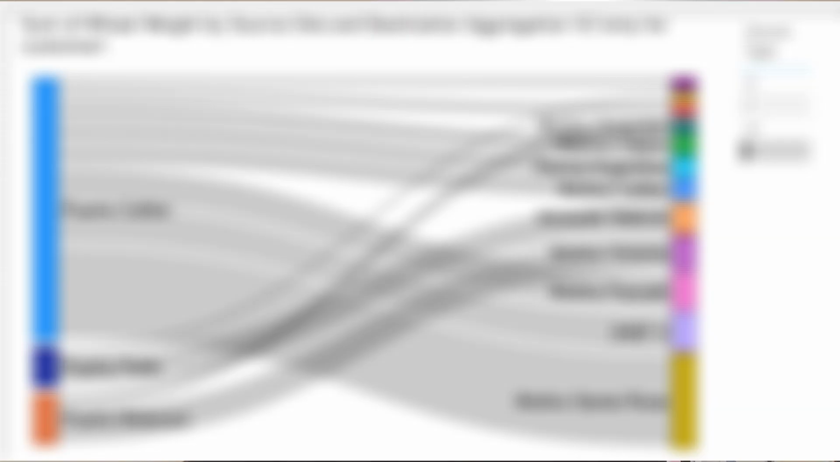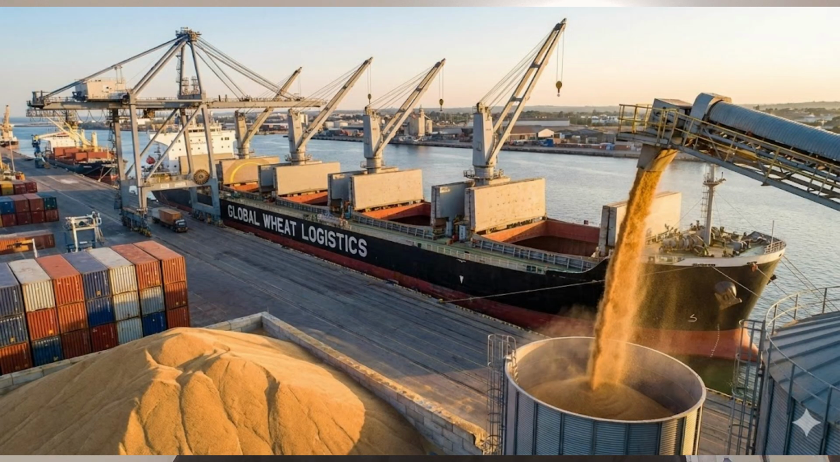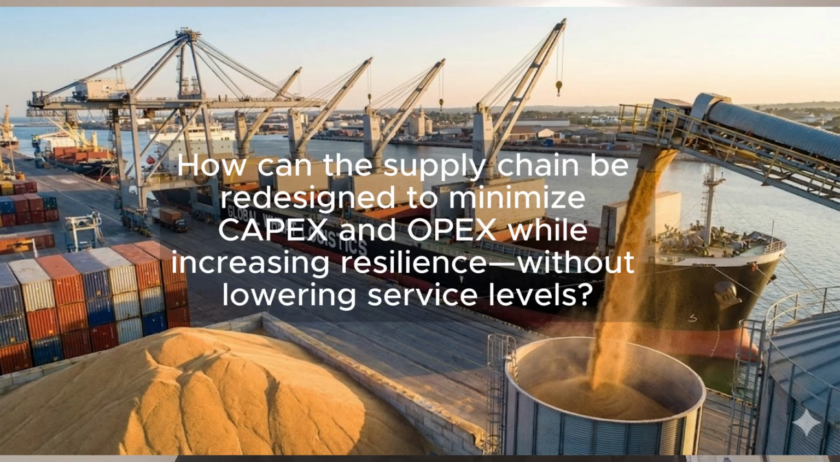So first we obtain the data, validate and clean the data, and then we analyze, do some statistical analysis to understand what the current flows are and what may be the opportunity areas to generate savings via the network redesign project. Our guiding question is, how can the supply chain be redesigned to minimize OPEX and CAPEX while increasing resilience without lowering service levels?